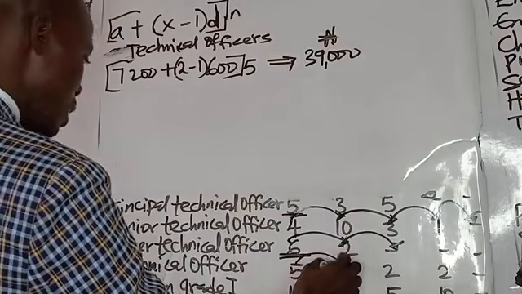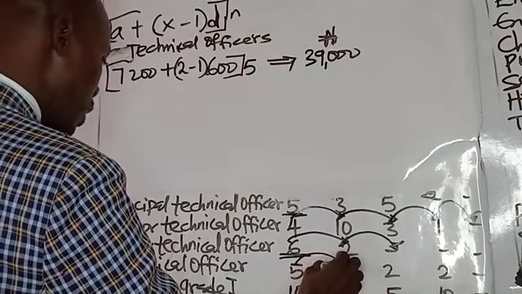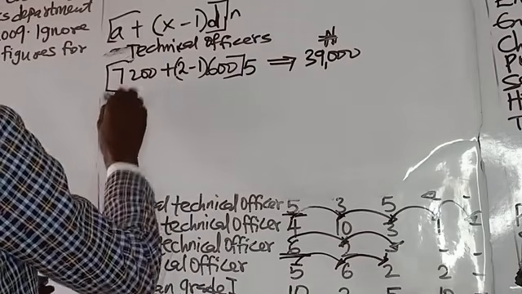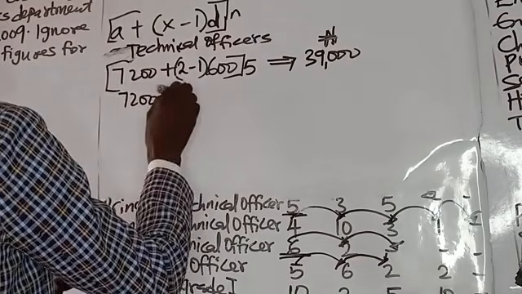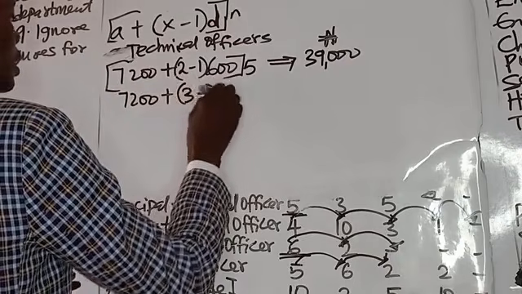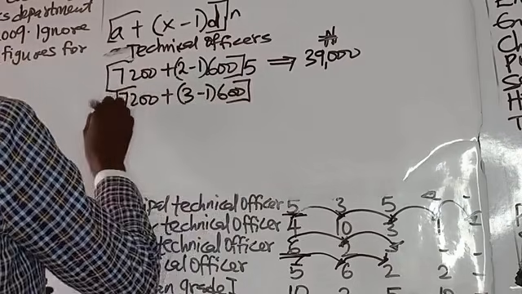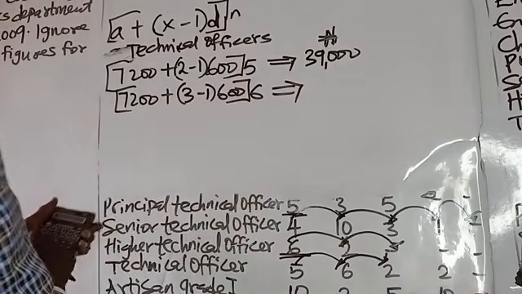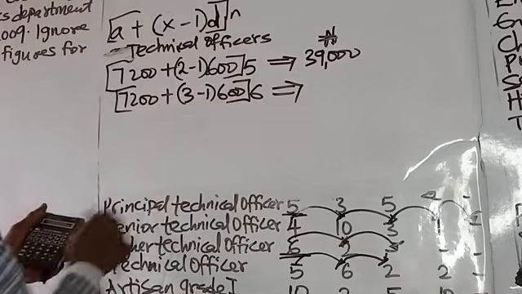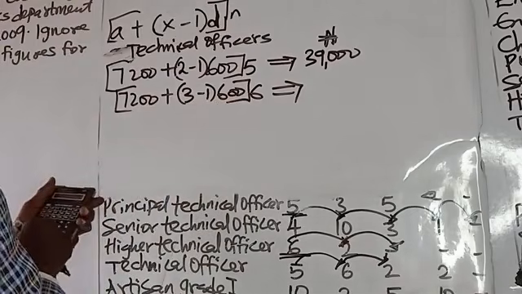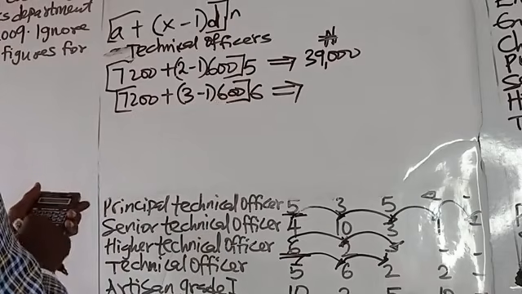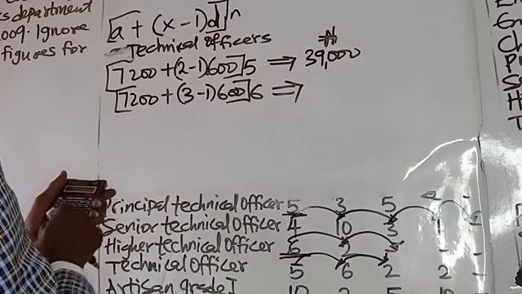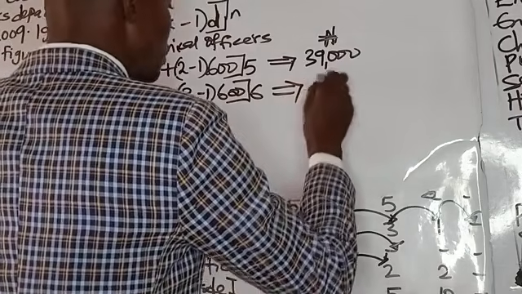Then 6 were in step 2 before, who are now to move to step 3. 6 employees, 7,200 plus they are to move to step 3. 600, 6 employees. 3 minus 1, that is 2. 2 times 600 is 1,200. 1,200 plus 7,200, we have 8,400 times 6 employees. We have 50,400.